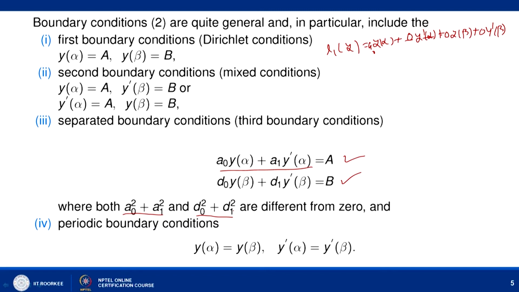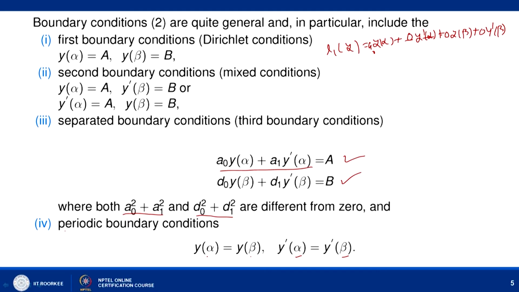Then there is one more very important kind of boundary condition, that is periodic boundary condition. It means that the initial point is the same as the final point. So the value of y given at alpha is the same as given at beta. So y alpha is equal to y beta, and similarly the derivative: the value of the derivative at alpha is the same as the value given at the point x equal to beta. So here y alpha equal to y beta and y dash alpha equal to y dash beta, these kinds of conditions are known as periodic boundary conditions.